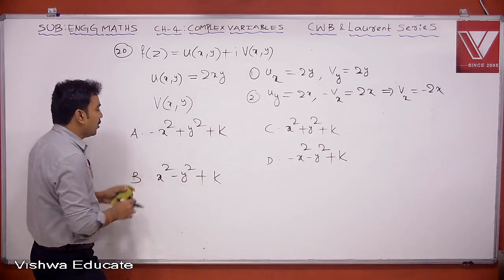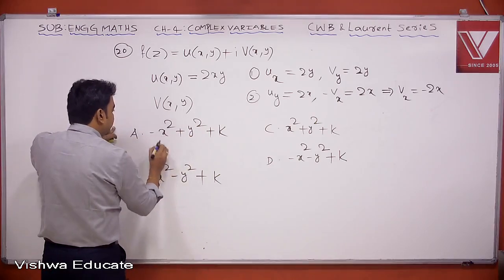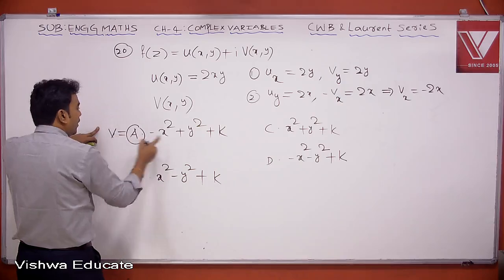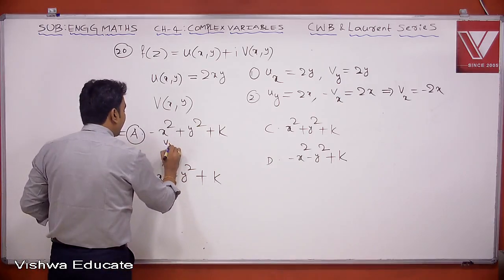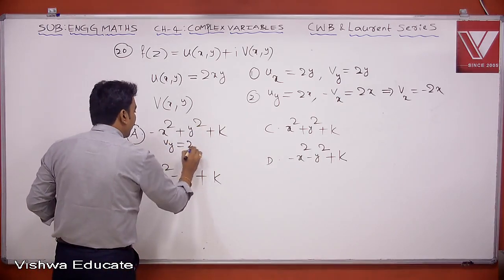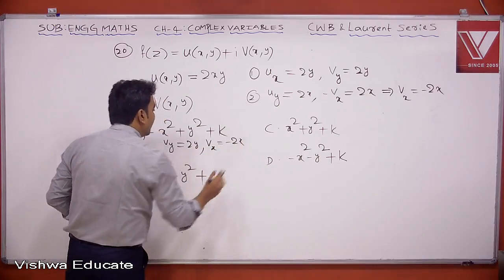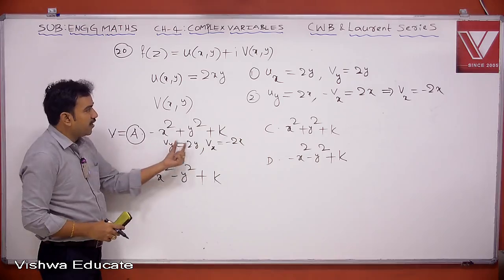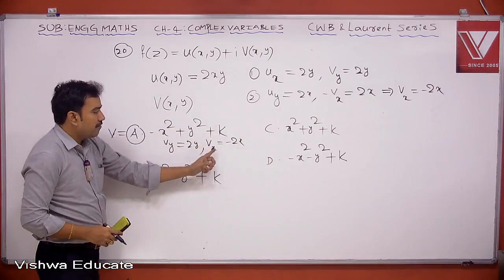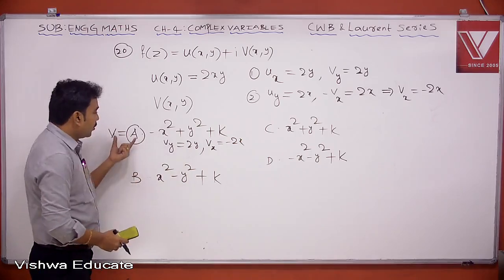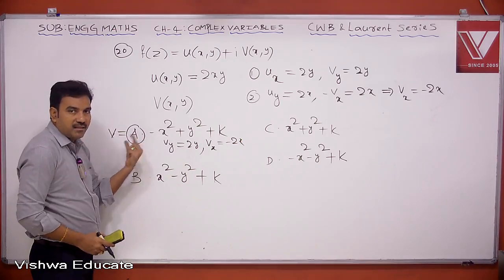Now let us verify options. Suppose this is the expression for v, for example, then what must be vy? This is 2y. What is vx? In this case, minus 2x. So option A fulfills vy equal to 2y and vx equal to minus 2x. So it may be the right answer, may not be the right answer. Don't confirm and don't eliminate this.